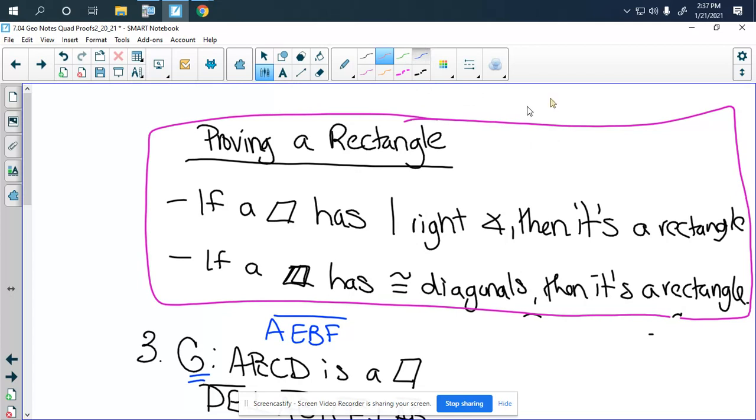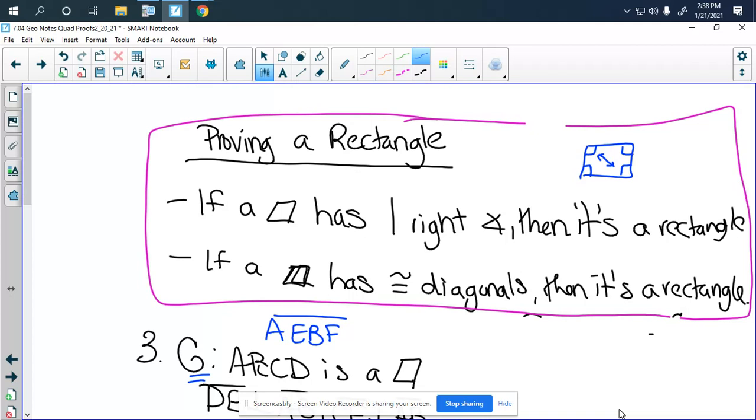And the reason is because once you know it's a parallelogram, you know that your opposite sides are congruent, and you know opposite angles are congruent. So if I have one right angle, I know the opposite angle from that is going to be another right angle. I also know consecutive angles are supplementary. 180 minus 90 is 90. And again, opposite angles are congruent here. So having one right angle in a parallelogram gets me 4 right angles in a parallelogram, which makes a quadrilateral a rectangle if it has 4 right angles.